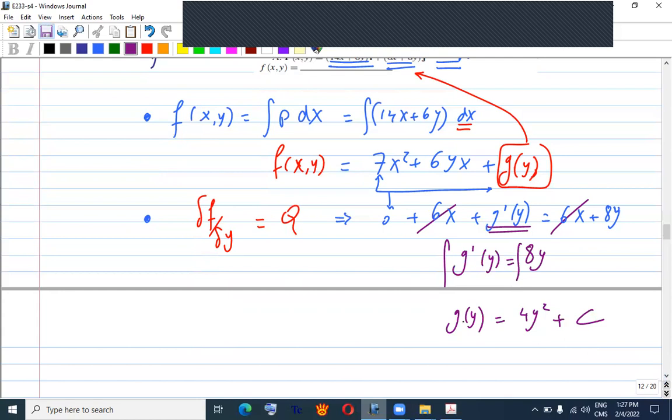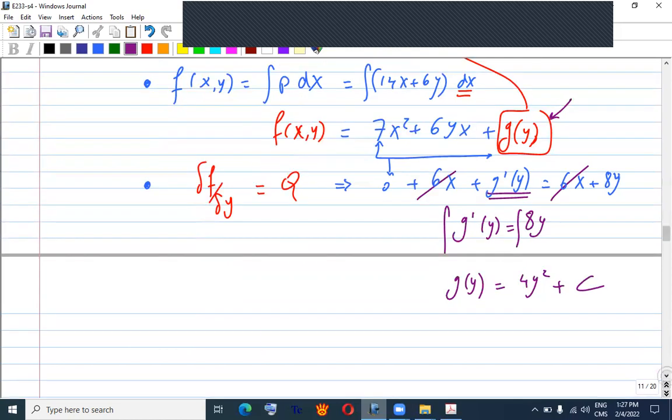So all you have to do is put your g of y back here and you get your potential function. So this is your potential function. We say f of xy is simply 7x squared plus 6yx, or xy, plus the function in y, which is the one we found, 4y squared. Plus c. Now, do you put the c or not?